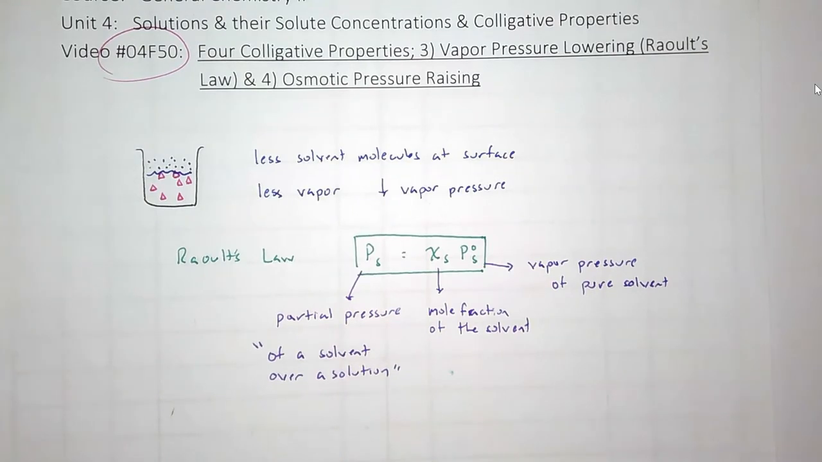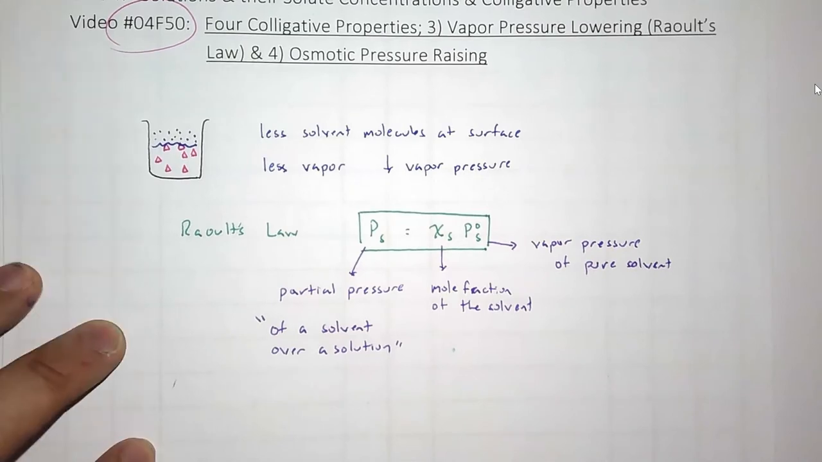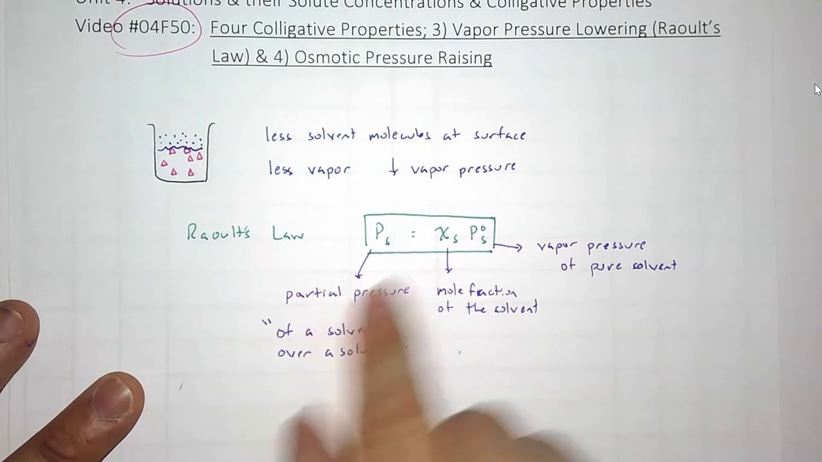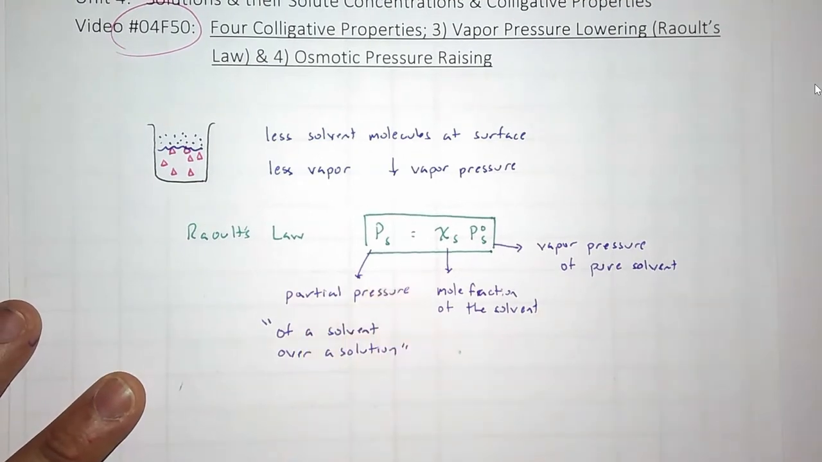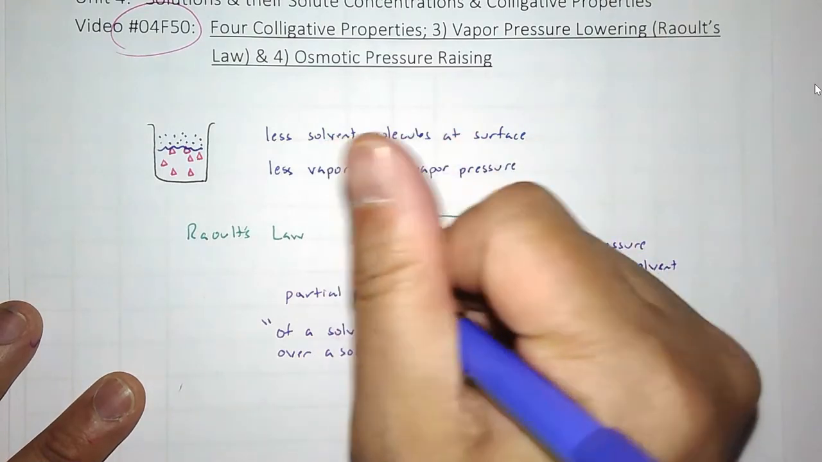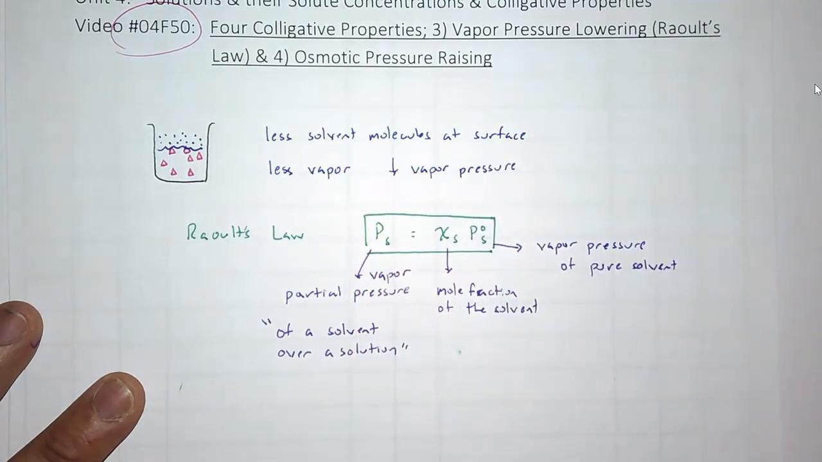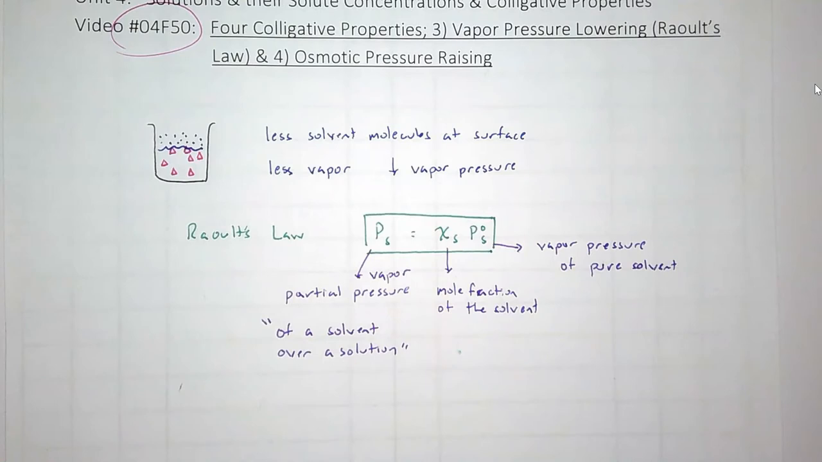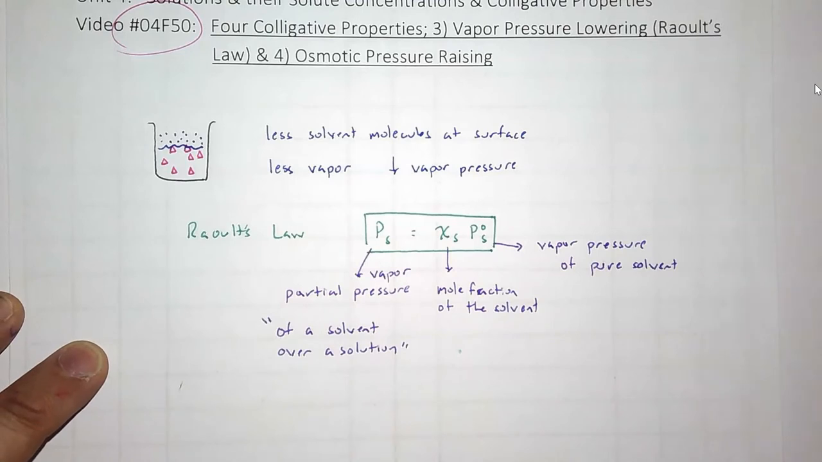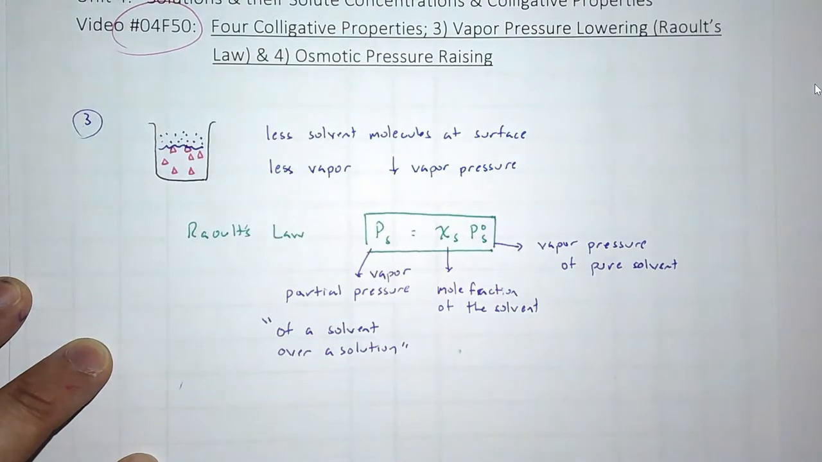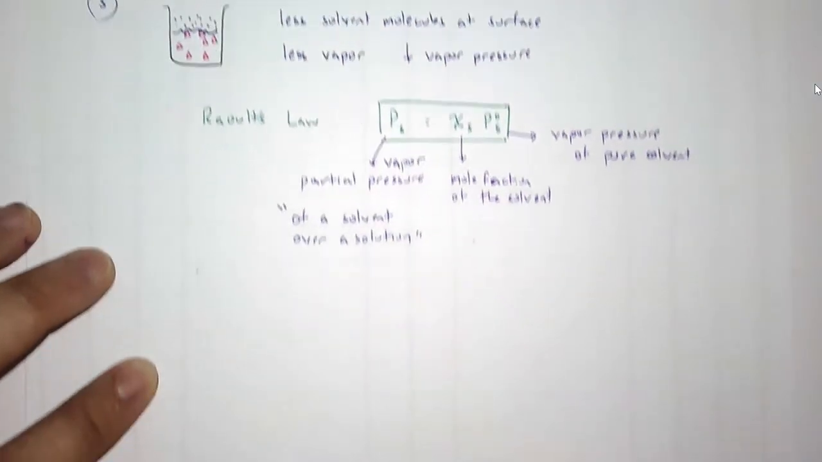That's basically it for vapor pressure. Actually, let me just specify here, partial vapor pressure. I'm debating whether I should do a problem. I'll save the problems for another video. Let me talk about now osmotic pressure, number 4.